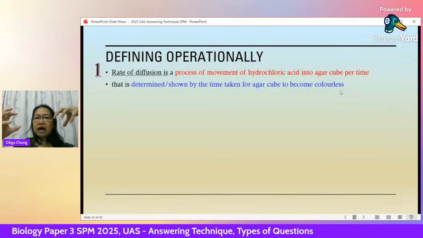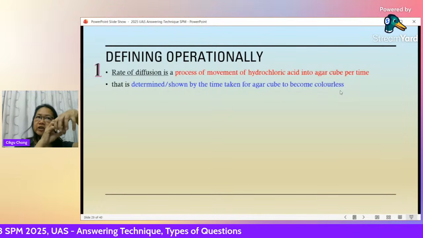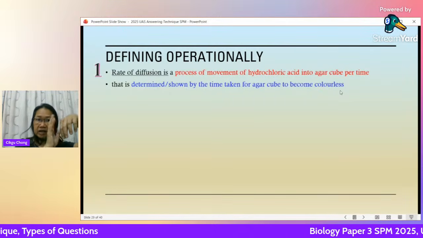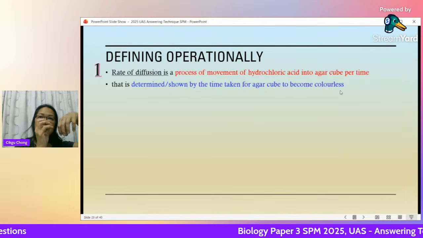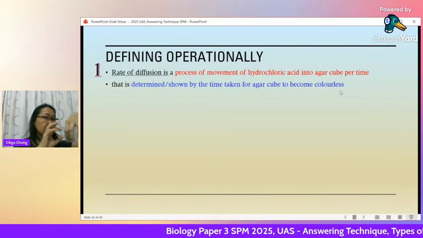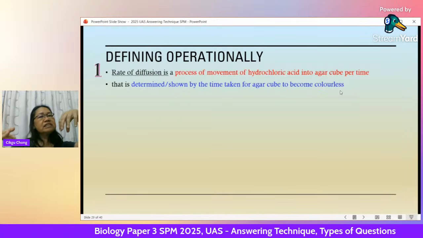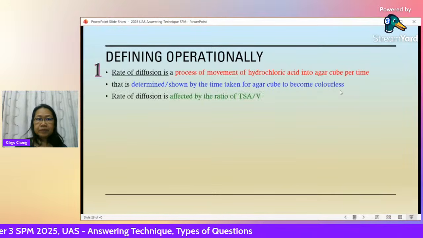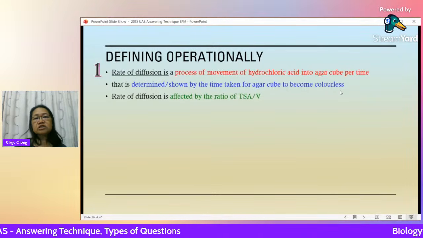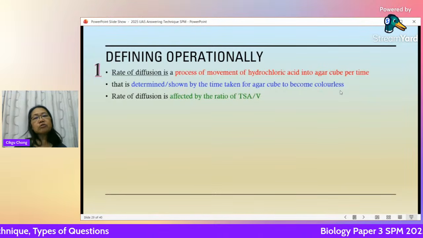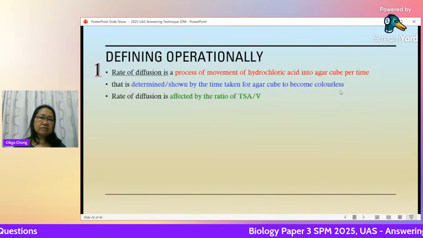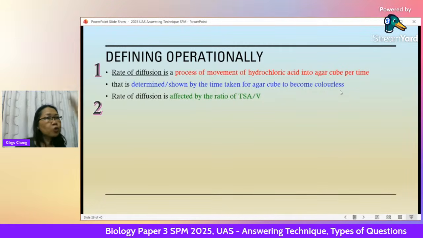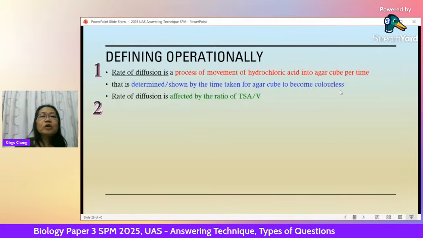Okay, so when the hydrochloric acid went into your phenolphthalein, it will become colorless because phenolphthalein is pink color, right? Phenolphthalein, when it is mixed with the alkaline, becomes pink. So when your hydrochloric acid diffuses inside, it will turn colorless. That is the experiment. Okay, rate of diffusion is affected, this is your MV, is affected by the ratio of TSA per V. Later, next week, I'm going to give you examples, show you the experiment. Only then can you understand better.